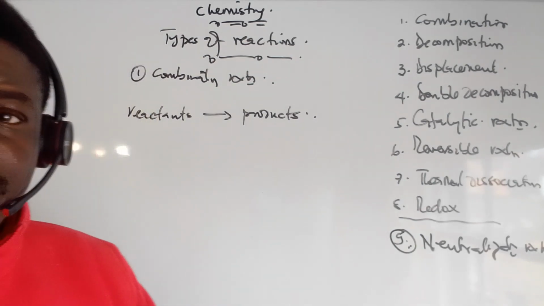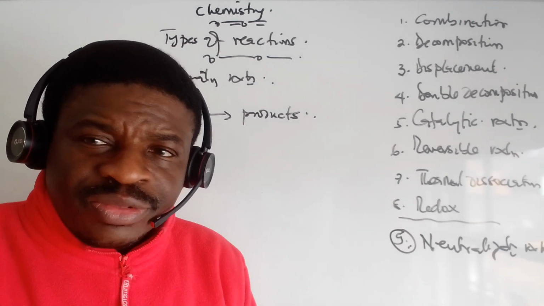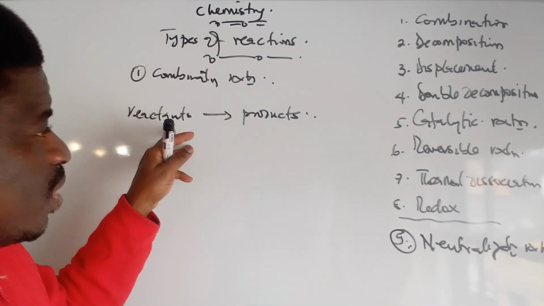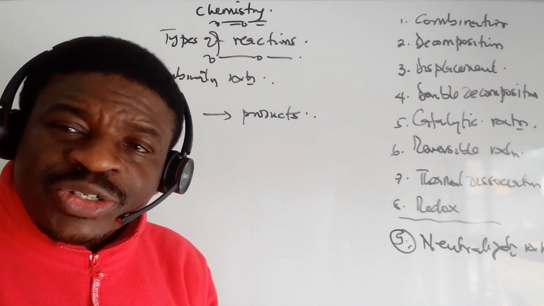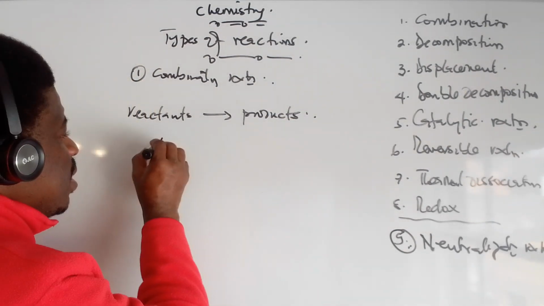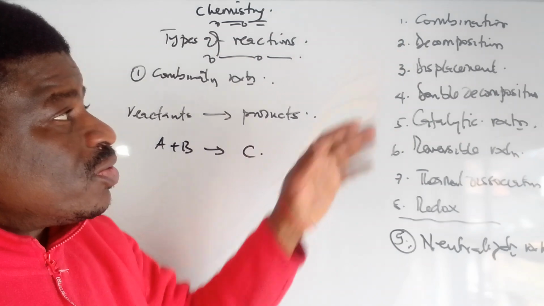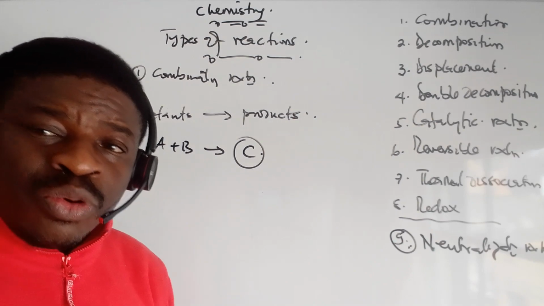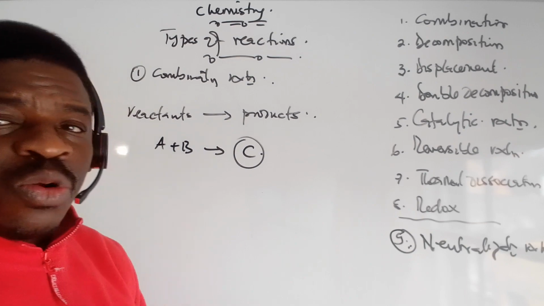Like talking about the difference between a compound and a mixture. There is a chemical change in a compound, you have a chemical reaction. And when the reactants react, they give you the product. Now, in a combination reaction, there is only one product, like A plus B gives C. So any reaction where there is only one product is what we call a combination reaction.